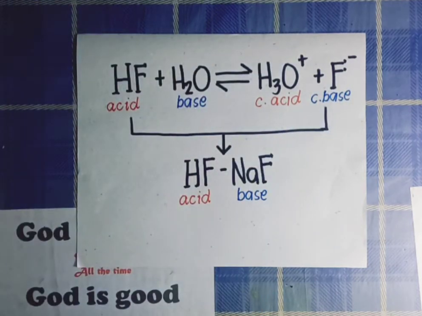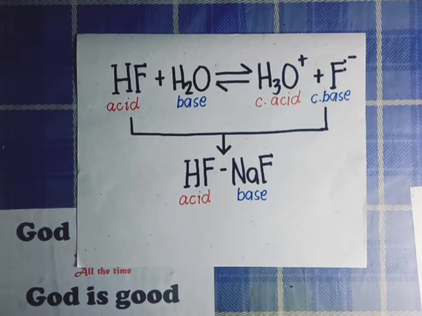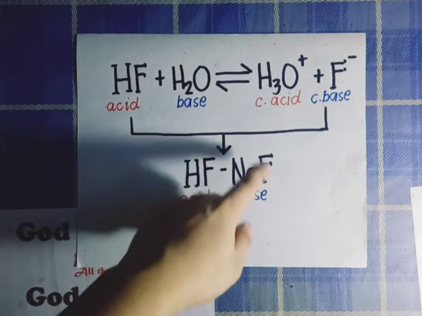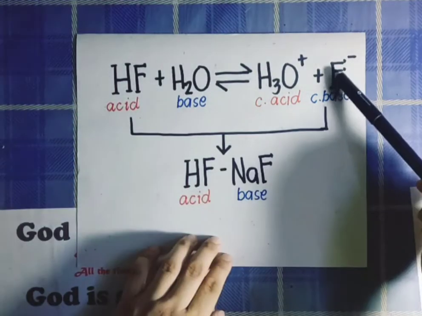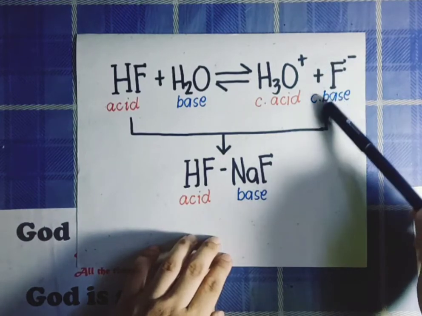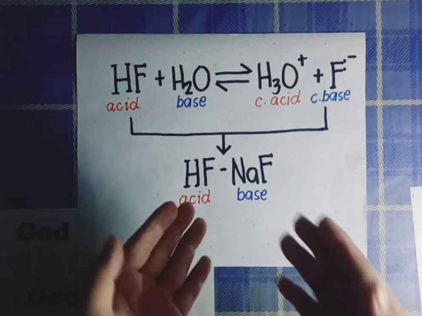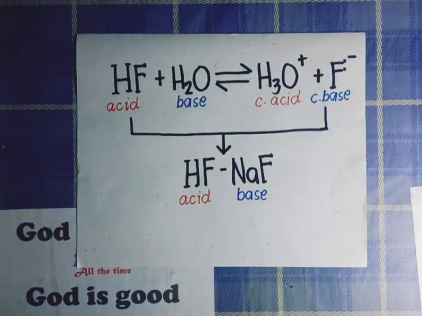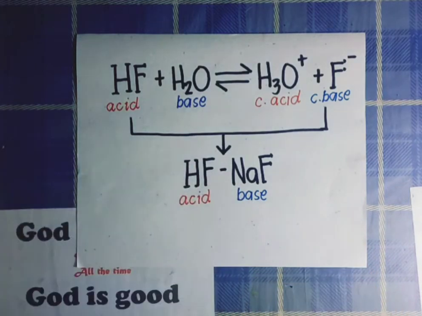But what if, for example, we created a solution made of the parent acid or base and a salt of its conjugate? For example, let's take hydrofluoric acid. What if we created a solution made of hydrofluoric acid and sodium fluoride? We know that sodium fluoride is a salt with fluoride ion, and we know that fluoride is actually a conjugate base of hydrofluoric acid. What will be this resulting solution? Most especially, what will be the special characteristic of this solution?